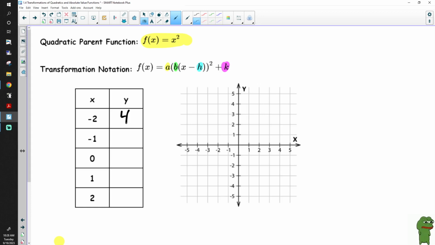What would -1 times -1 be? 0 times 0. 1 times 1. 2 times 2. Yep, we're getting those y values by taking these x values and plugging in for this x. Which means we're just squaring each number.